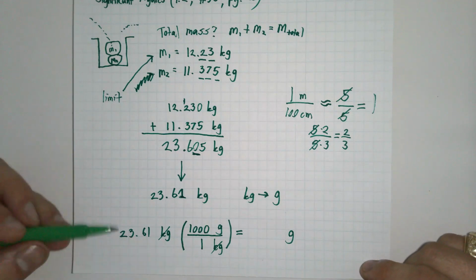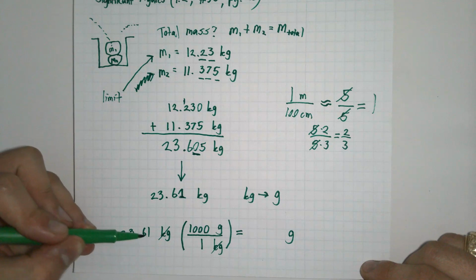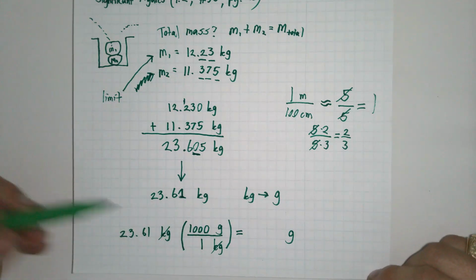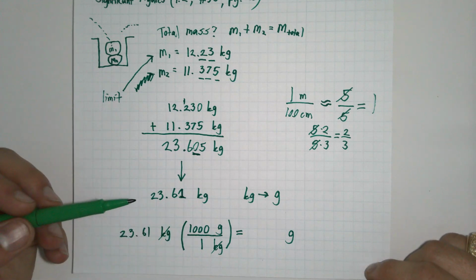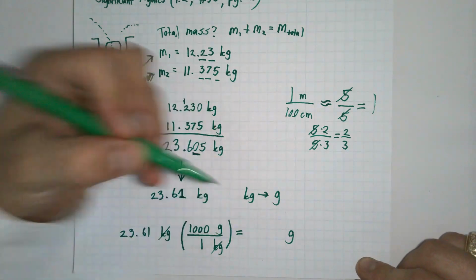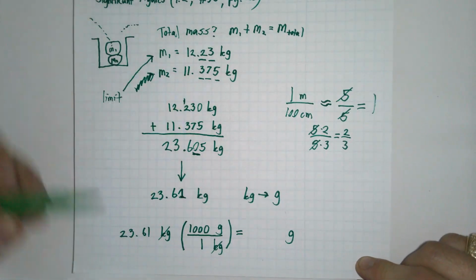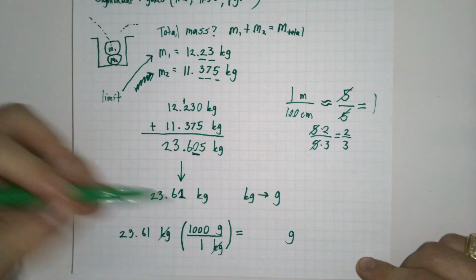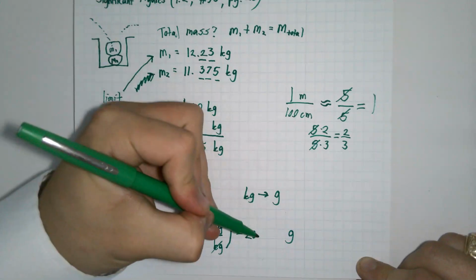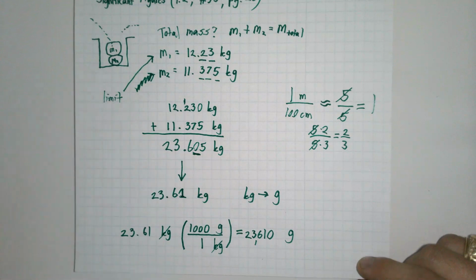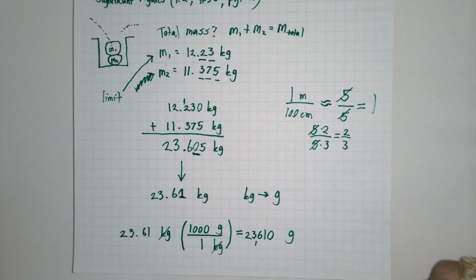So that means my answer here is 23.61 times 1,000 divided by 1. Well, dividing by 1 is the same thing as just multiplying by 1,000. So I can take my 23.61 and move my decimal place 3 places to the right. So I'll end up with 2, 3, 6, 1, and 0. Put a comma here. 23,610 grams.